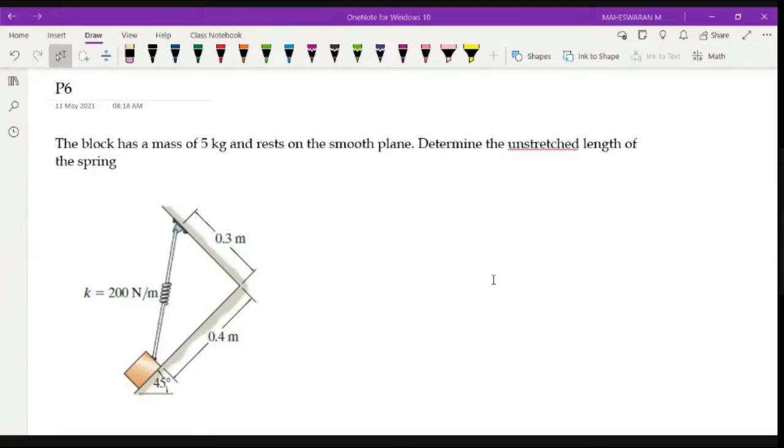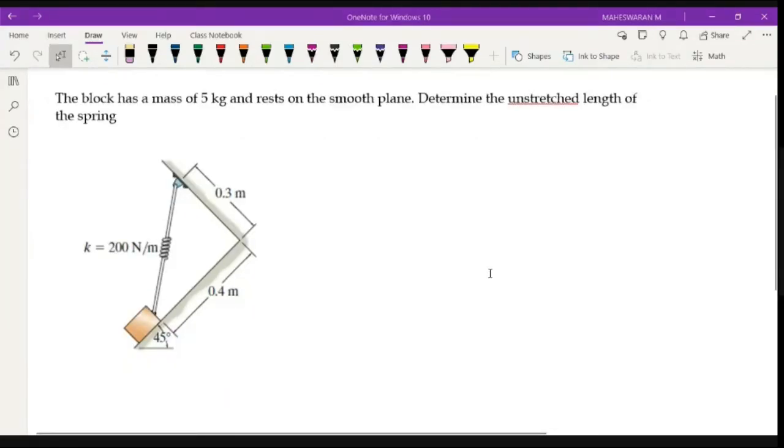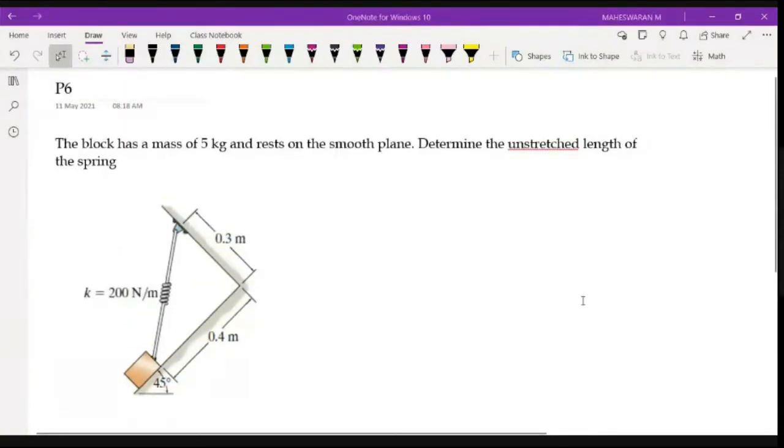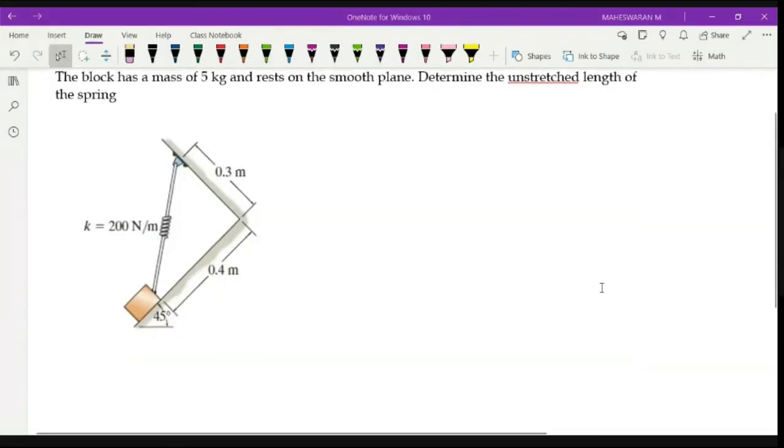So now you can see that you have a block which is 5 kg and it is resting on a smooth plane. So they have to identify what is the unstretched length of this spring, right? It is given like this. So which one will you consider as a free body diagram? You have to consider the block as the free body diagram.